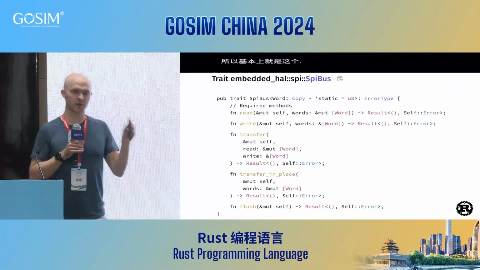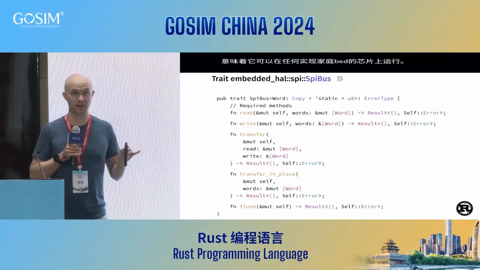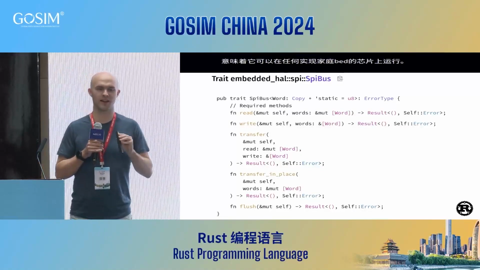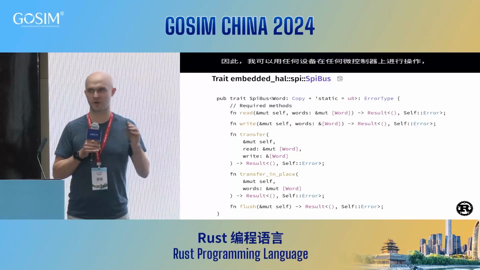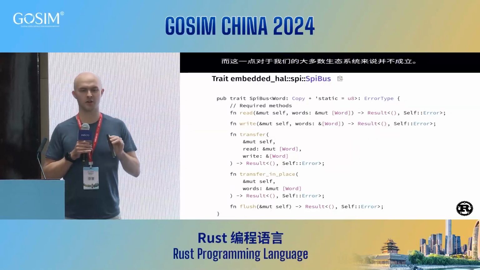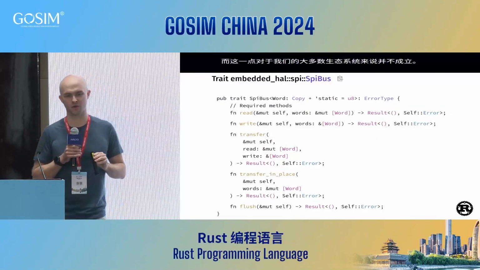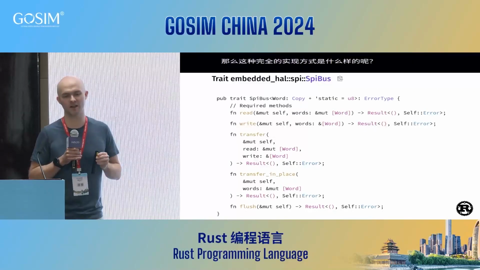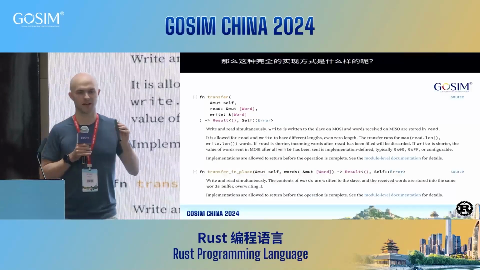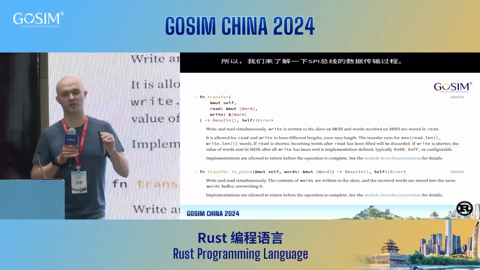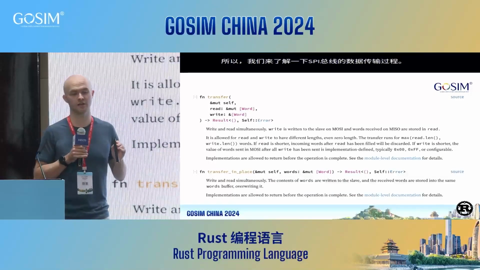So how does this concretely look? Let's look at the trait for SPI buses. You also have traits for I2C, for example, in the same manner. So you need to implement at least these functions to be considered a valid SPI bus. And for each of these functions, there is also nice documentation saying what contract you should adhere to.